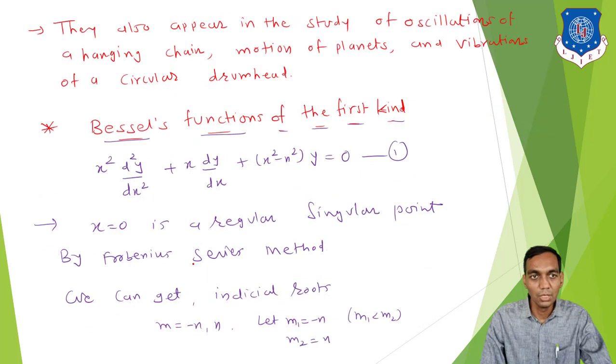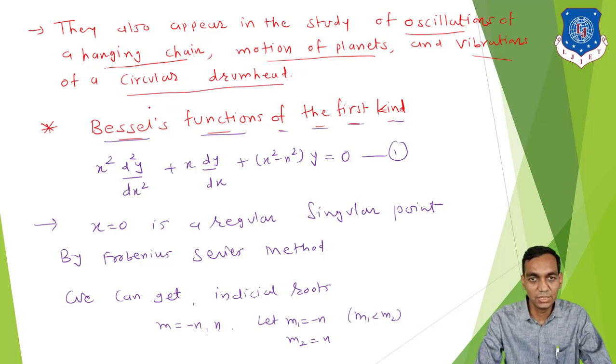This also appears in the study of oscillation theory, such as a hanging chain, motion of planets, and the vibrations of a circular drum head. That means whatever the surface of the drum head we have, if you strike it, then the surface movement is also calculated by this Bessel function. Now there are two kinds of Bessel function: Bessel function of the first kind and of the second kind.